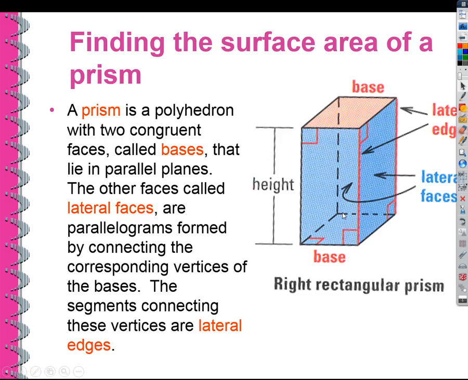Okay, so take a look real quick. We looked at these a little bit yesterday. Prisms. Remember, prisms are just polyhedrons that have two congruent faces, called bases. Okay, but they can't just be two congruent faces. Draw a picture.